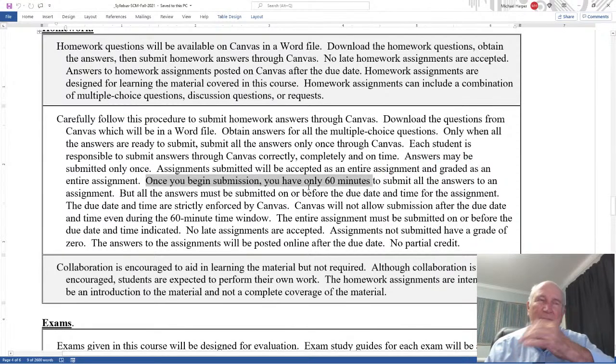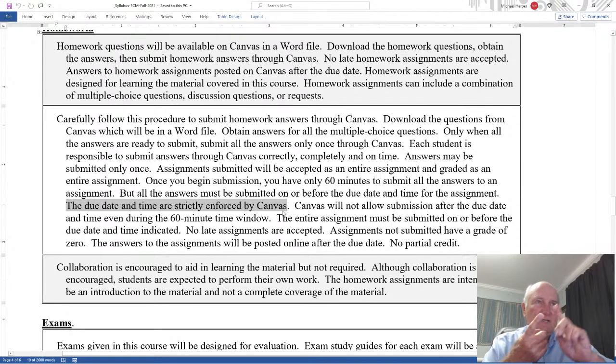But usually people are already ready. If they do this the right way, they have all your answers already to go, and then you click it and submit it. They're done in 3 or 4 minutes. But all the answers must be submitted on or before the due date and time for the assignment. The due date and time are strictly enforced by Canvas.